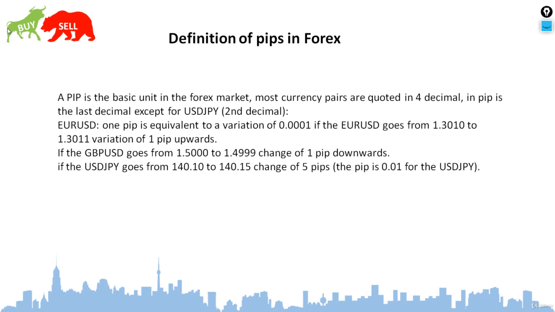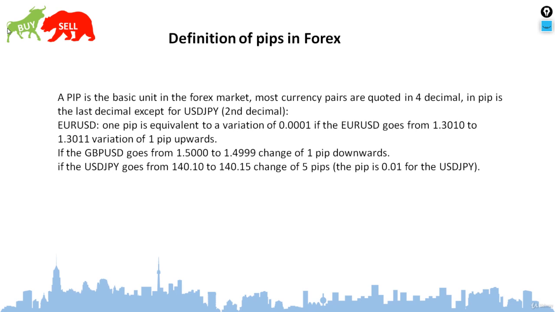0.0001. If the Euro USD goes from 1.3010 to 1.3011, that is a variation of 1 pip upward. If GBP USD goes from 1.5000 to 1.4999, that is a change of 1 pip downward.